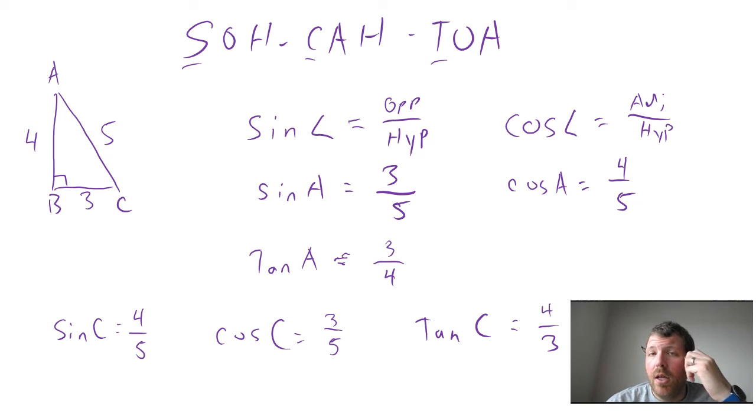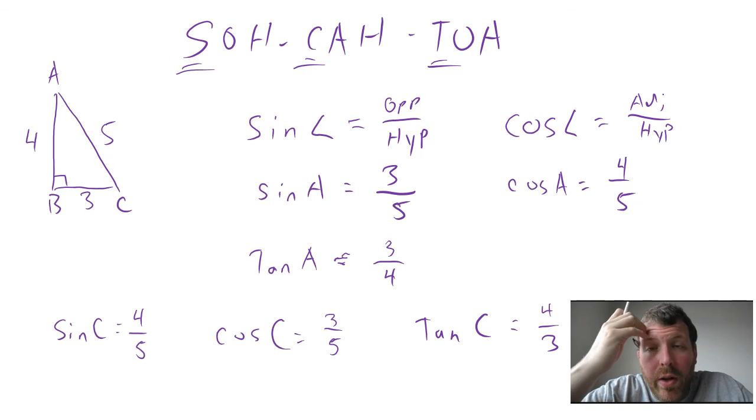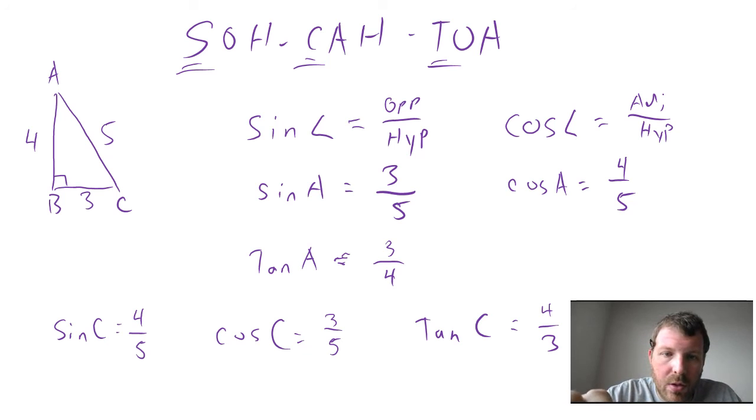Now, I will tell you this. We will never do the sine, the cosine, or tangent of the right angle. Okay, we can't do that. It's only for the acute angles. So when we look at the acute angles in a right triangle, A and C in this case, those are the things that we can use SOHCAHTOA for. And all it is, again, is an acronym so that we can remember these ratios.